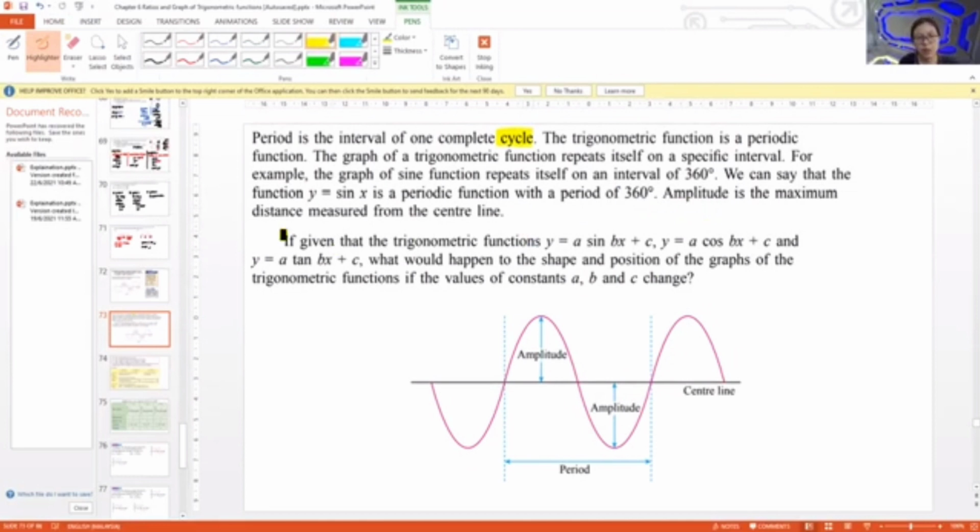Amplitude is the maximum distance measured from the center line. So this is the center line, which we also know is the x-axis. So we count the amplitude starting from our x-axis.